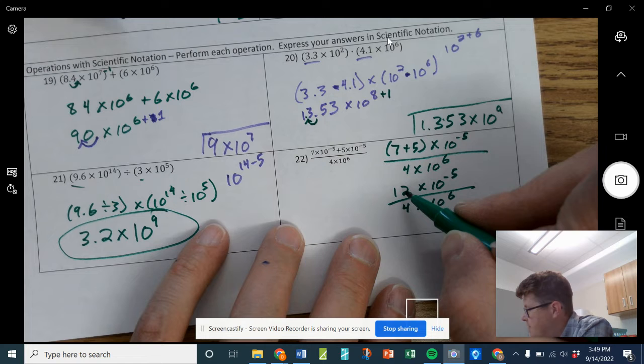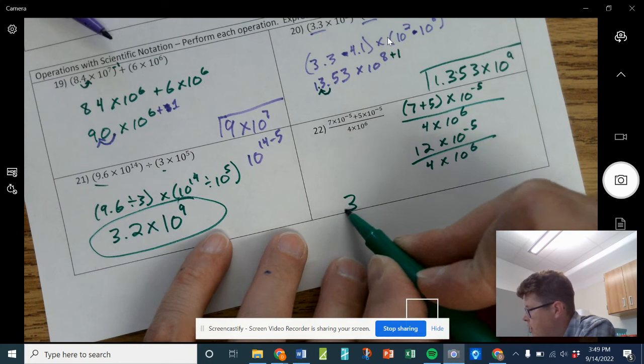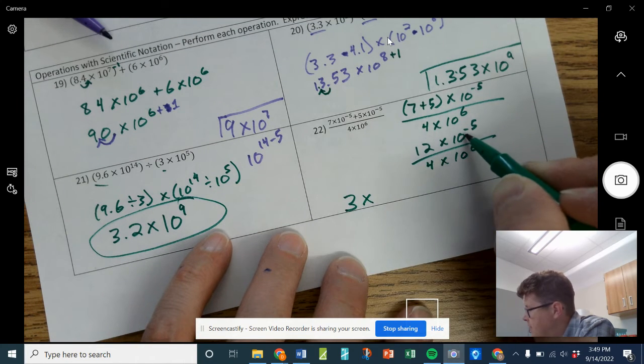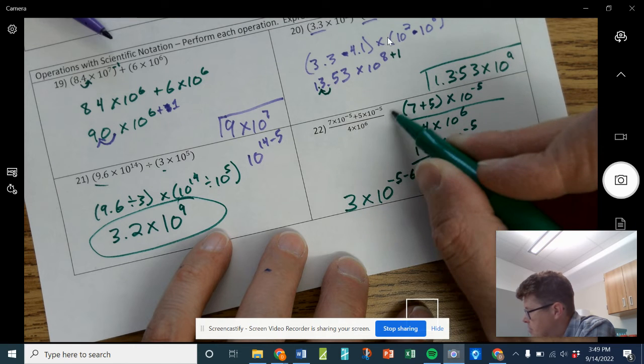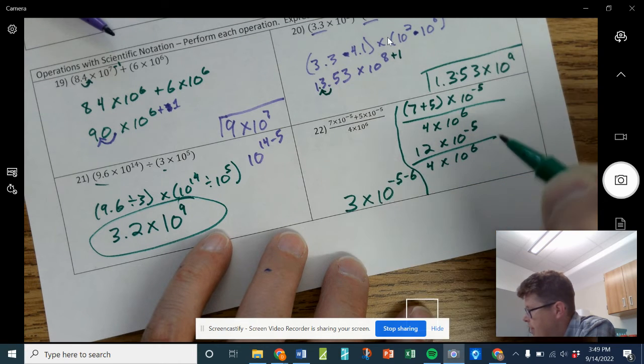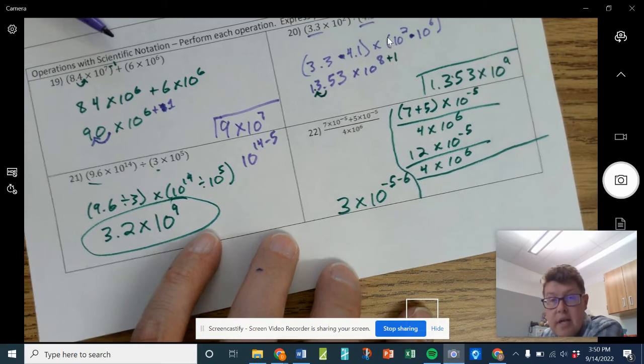Now we divide. 12 divided by 4 is 3. And then we've got this 10 to the negative 5. And since it's division, we subtract our exponents. Oh, man. I did not organize this problem very well at all, guys.